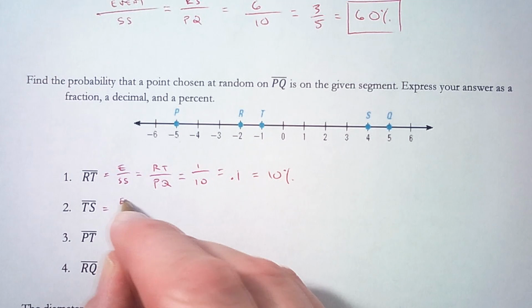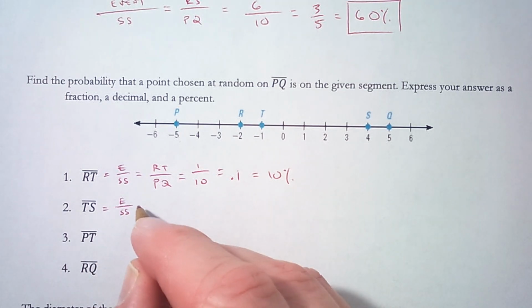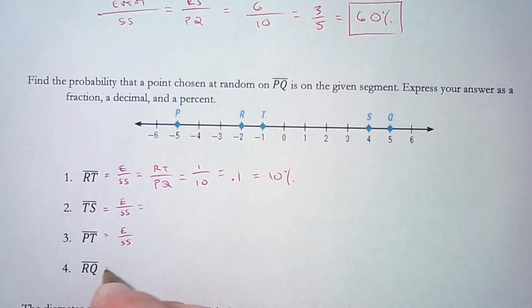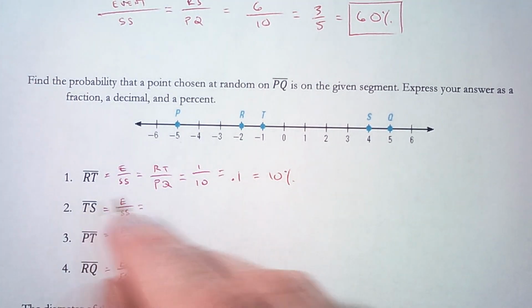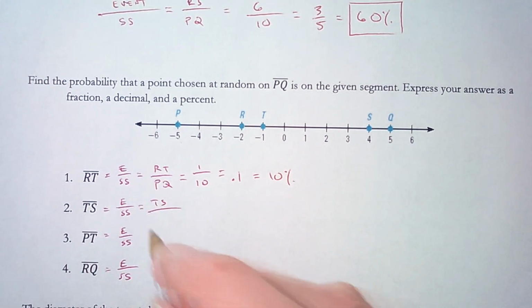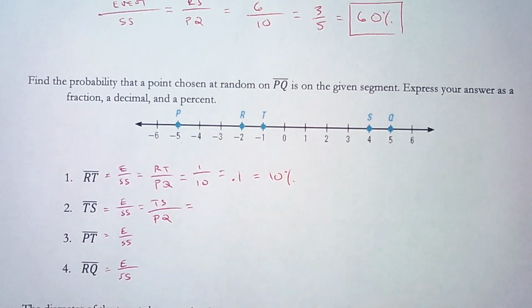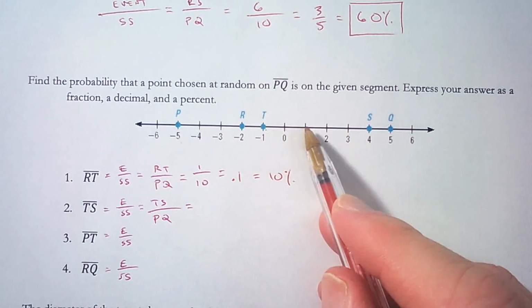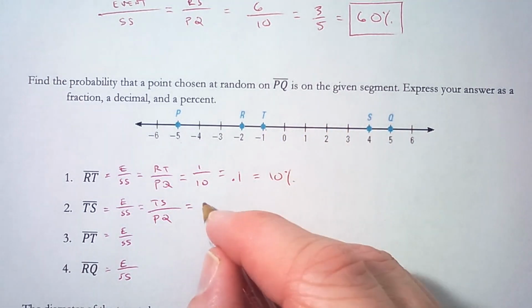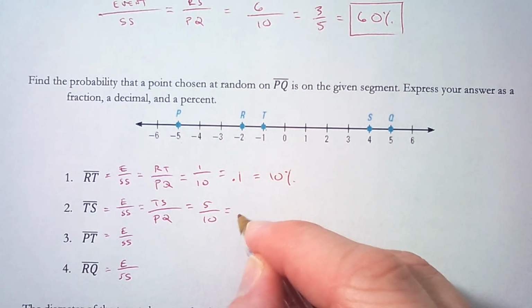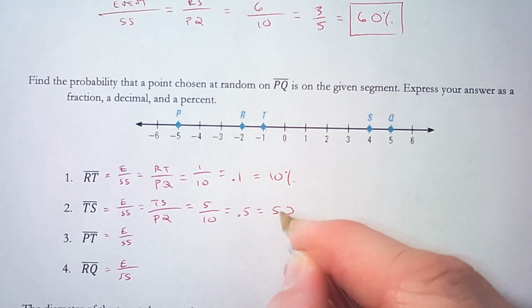Again, here for TS, we need an event over a sample space, and we'll need an event over sample space for all of these. So the event here is the length of segment TS, and the sample space is the length of segment PQ. So TS is 1, 2, 3, 4, 5 over 10. That would be 0.5 or 50%.